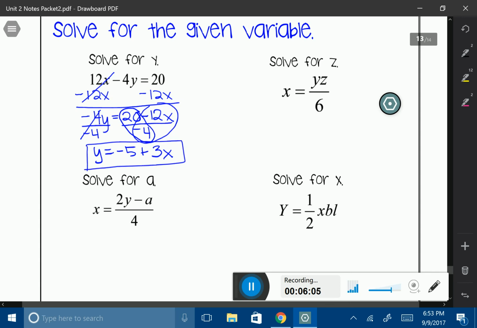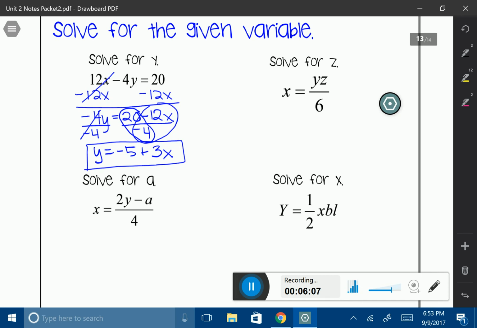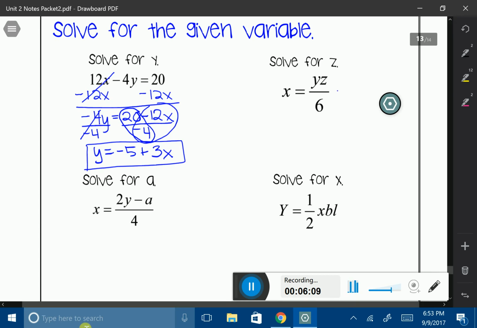All right, in the next problem, I want to solve for z. So z is in the numerator, so I've got to work my way up there. I'm going to start by multiplying both sides by 6. That gets rid of that denominator to make everything a little bit easier to work with in the numerator. I want z by itself, so I'm going to get rid of y. I'm going to move him by dividing him. So I'm left with z is equal to 6x over y.